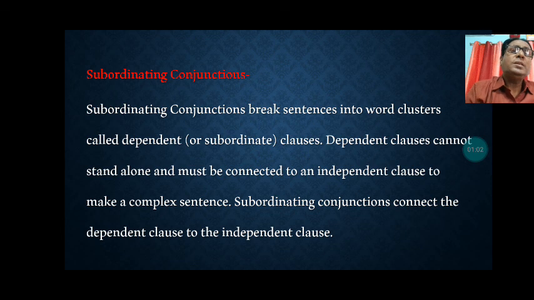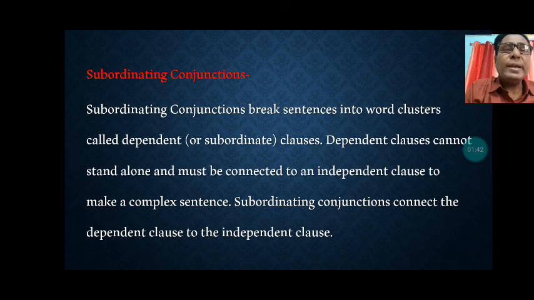Subordinating conjunctions break sentences into word clusters called dependent clauses, or subordinate clauses. You know well what a subordinate clause is: the clause that depends on another clause to complete its meaning. Although the clause has a subject and predicate, it needs the support of another clause to complete its meaning.